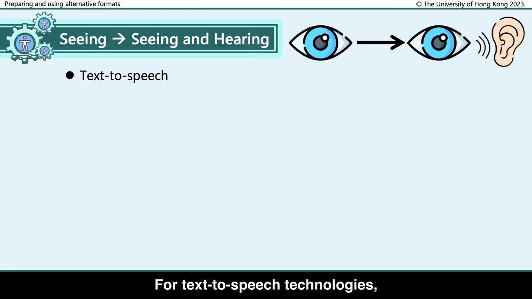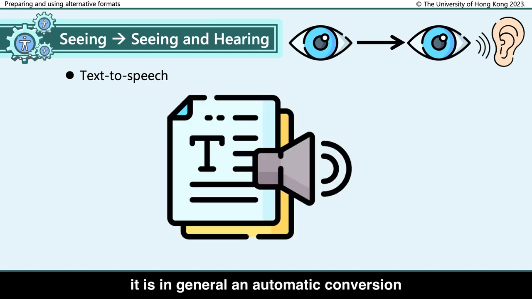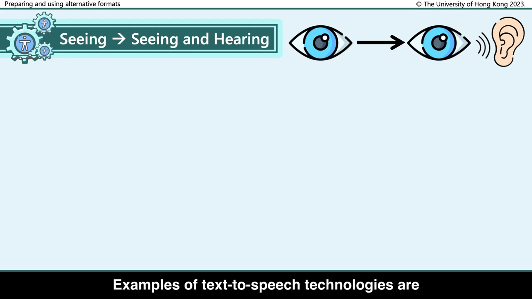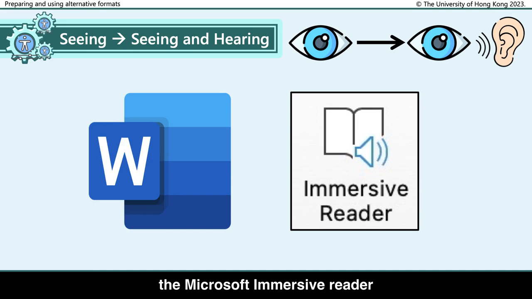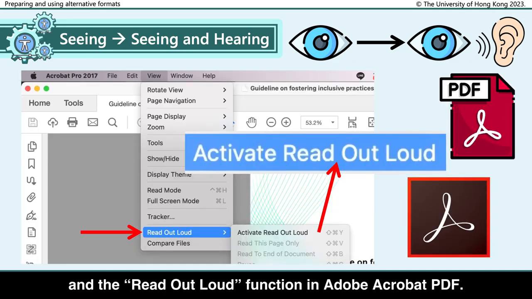For text-to-speech technologies, it is in general an automatic conversion of accessible text displayed on the screen into a synthesized voice. Examples of text-to-speech technologies are the Microsoft Immersive Reader and the Read Out Loud function in Adobe Acrobat PDF.